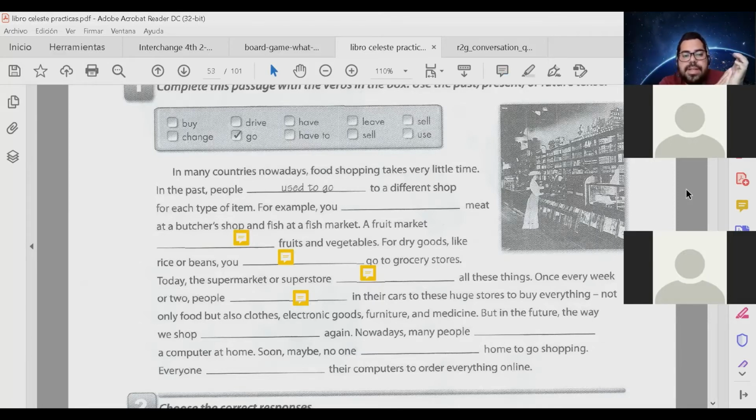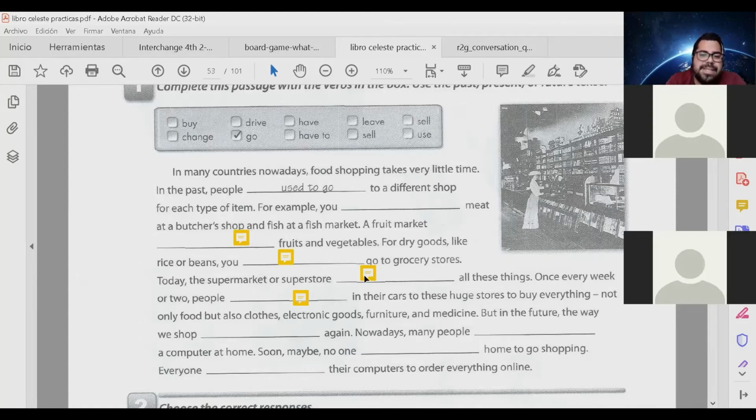Teacher, what is huge? Huge is like big or enormous. Something really, really big. Not only food, but also clothes, electronic goods, furniture, and medicine. Yes, that's true, guys. You go to Maxi Pali, for example, and you can buy a TV, or you can buy rice, you can buy meat, oats, you can buy some socks, or even tennis shoes, for example, for the children. There are many things in there, okay.